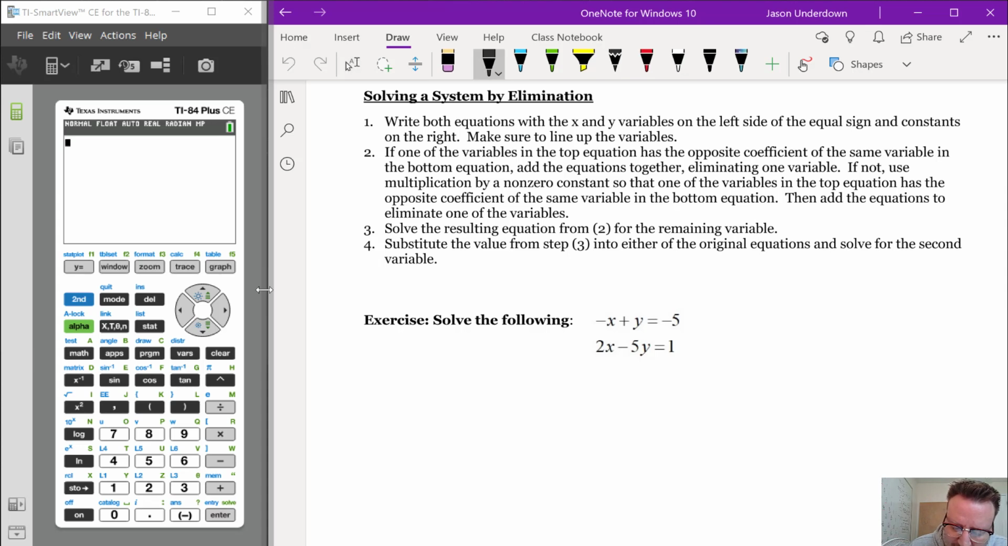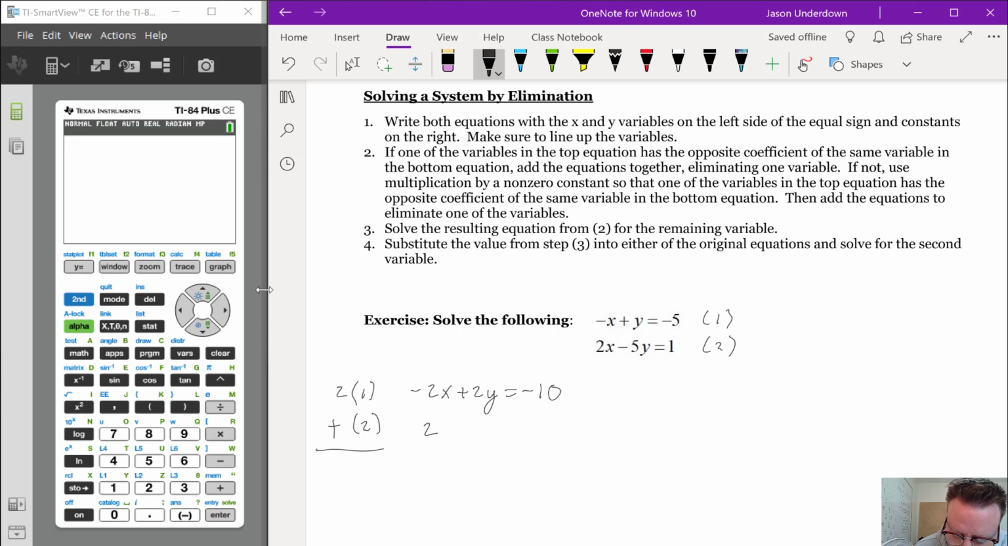So what I mean is this: I call the first equation equation 1 and the second equation equation 2. In shorthand notation, I'm going to multiply equation 1 by 2, and then to that I'm going to add plain old equation 2. So 2 times equation 1 is negative 2x plus 2y equals negative 10. And then the second equation, I just rewrite it down here: 2x minus 5y equals 1.